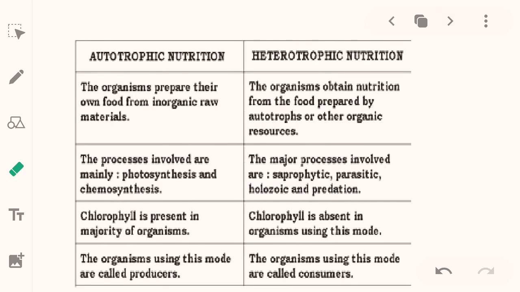Now, some organisms break down the food material outside the body, then absorb it. Examples are fungi like bread mold, yeast, and mushrooms.